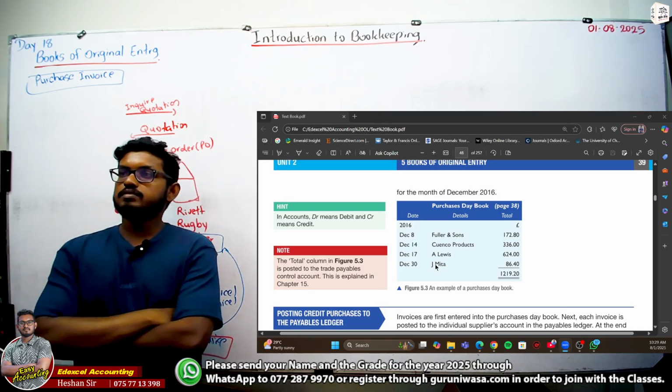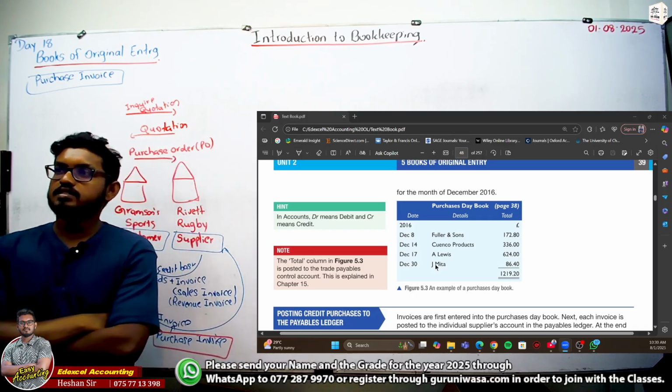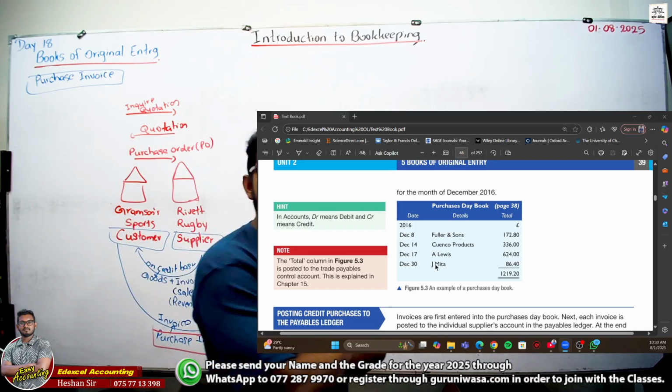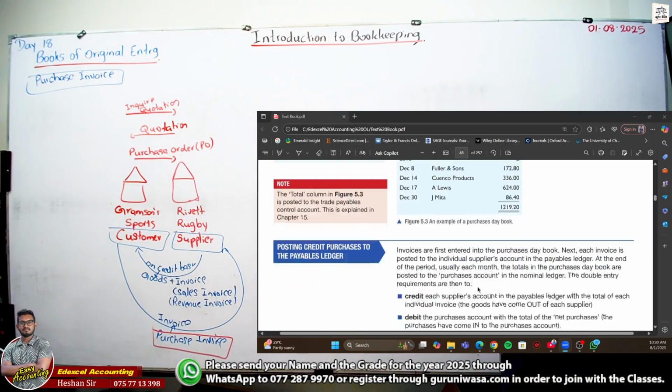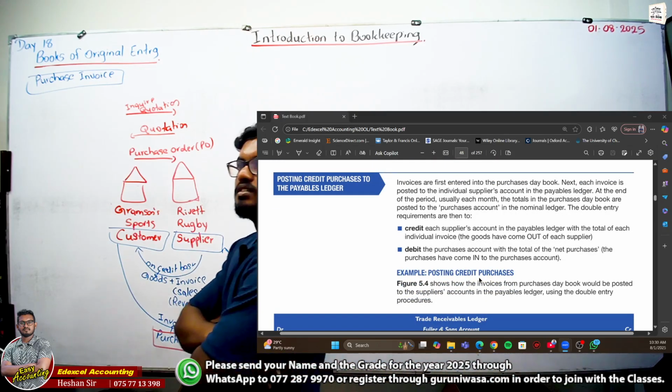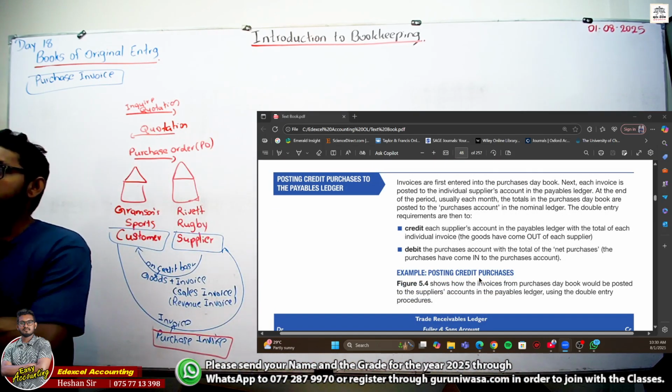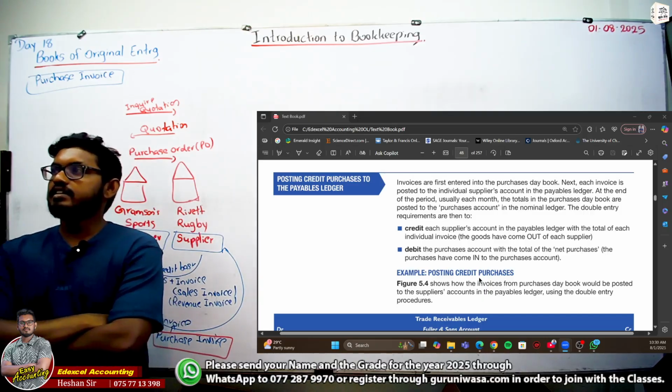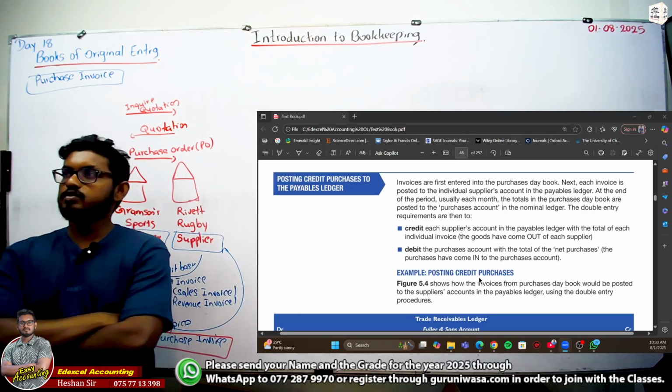In total columns, the total is posted to the trade payables control account. This is explained in chapter 15; I'll explain it later. Posting credit purchases to the payables ledger: invoices are first entered in the purchase day book, and next the invoice is posted to the individual supplier account.